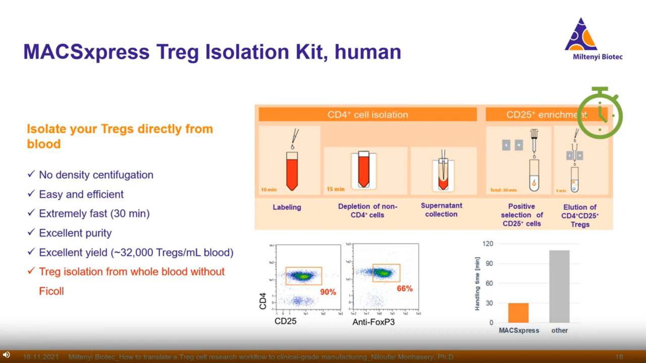And then you will get an excellent purity of the cells. As you can see here, 90% CD4, CD25 positive cells and over 60% FOXP3 cells. And also the recovery out of this kit is quite good. So Tregs can be isolated from whole blood without Ficoll. And it's one of the options for teams for whom time is a real matter. They want to get the best purity and recovery in a very short time.